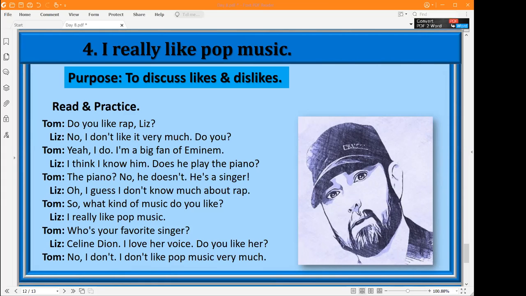Do you like rap, please? No, I don't like it very much. Do you? Yeah, I do. I think I know him. Does he play the piano? The piano? No, he doesn't. He's a singer. Oh, I guess I don't know much about rap. So what kind of music do you like? I really like pop music. Who's your favorite singer? Celine Dion. I love her voice. Do you like her? No, I don't. I don't like pop very much. Okay, excellent. Very good. That's nice.